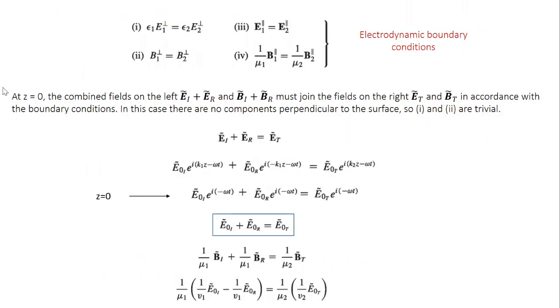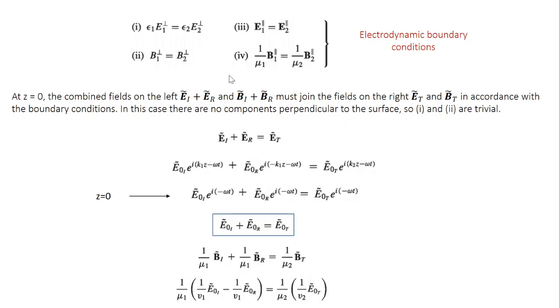For simplicity, assume that the interface is at the point z equal to 0. So at this point, the combined fields on the left: if you take the electric field, you have E_I plus E_R, this should join the field on the right hand side, that is E_T. Similarly, the combined magnetic field on the left side, which is B_I plus B_R, should join the field on the right hand side, B_T, in accordance with these boundary conditions.